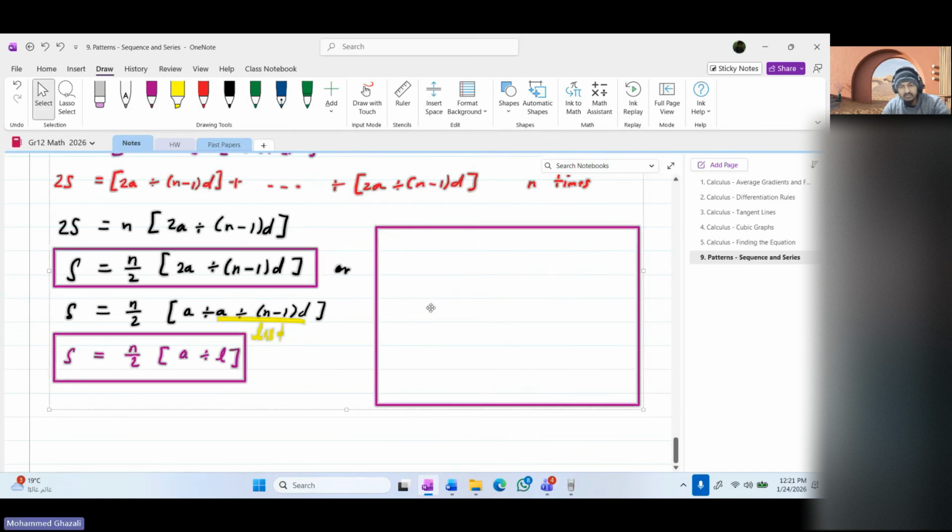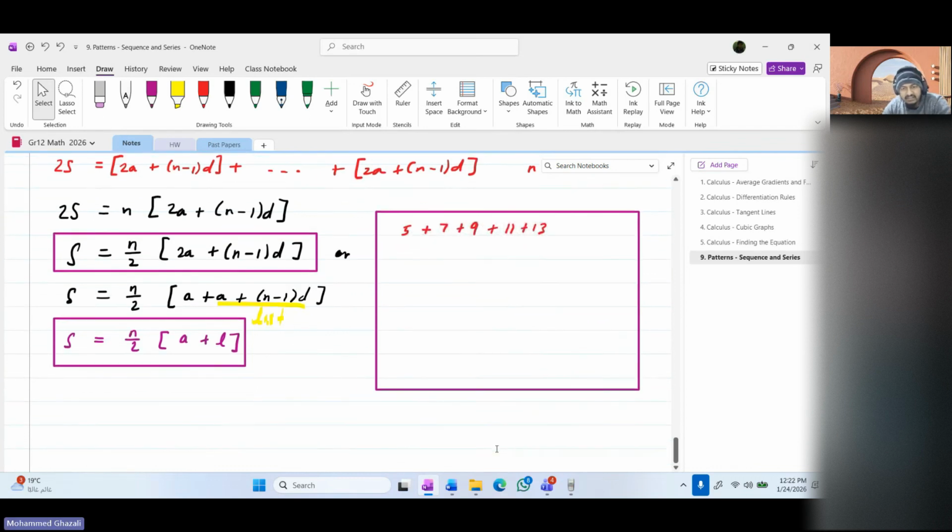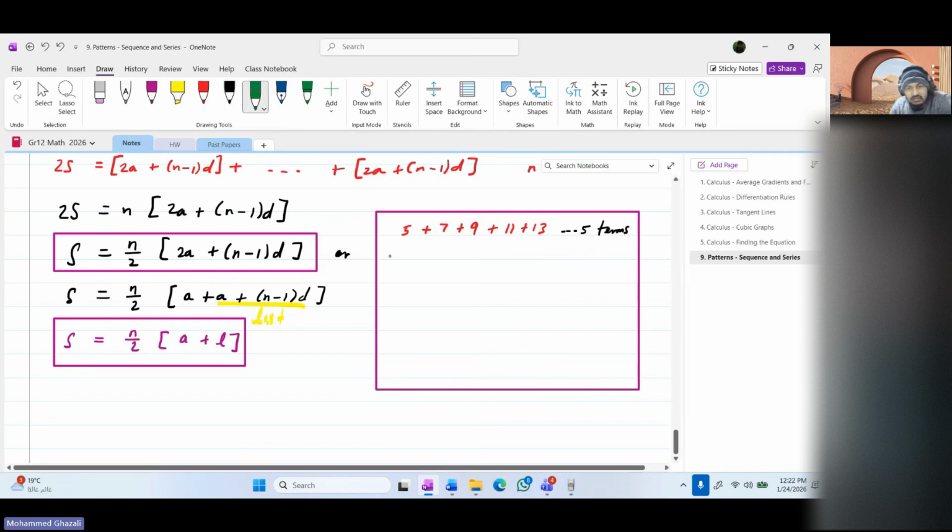So you have two options. You can use the easier one or you can use the other. I want to find the sum. So you're going to say S is equal to, now remember the first part is to get the number of terms here. So how many terms are here? We got 5 terms, 1, 2, 3, 4, 5. If you don't know the number of terms, you need to solve the Tn formula.